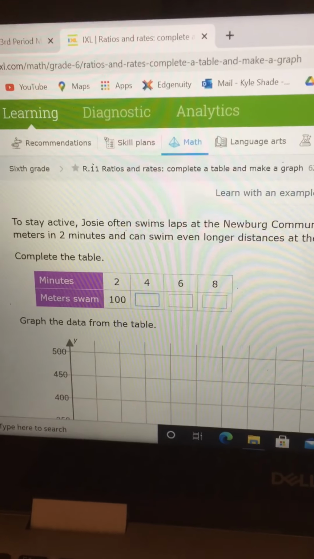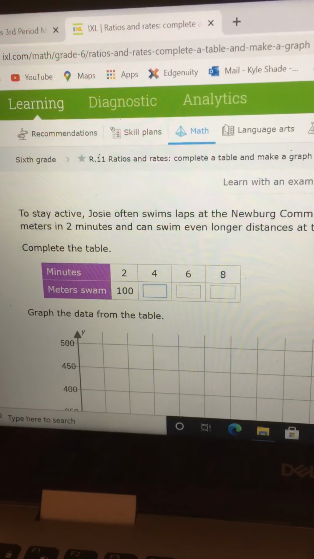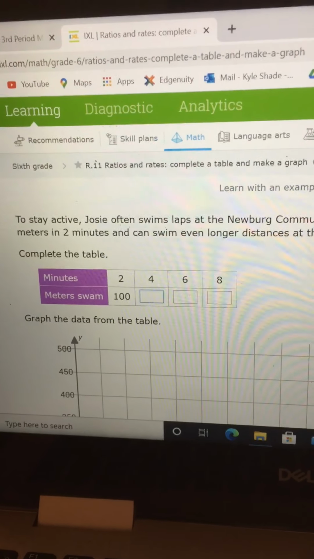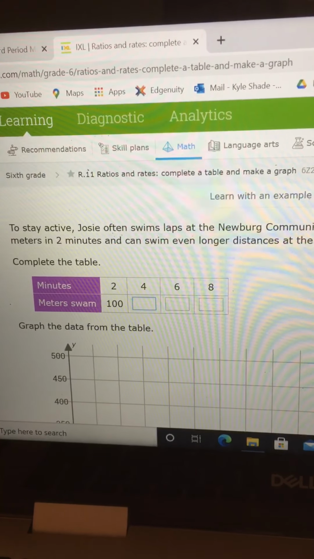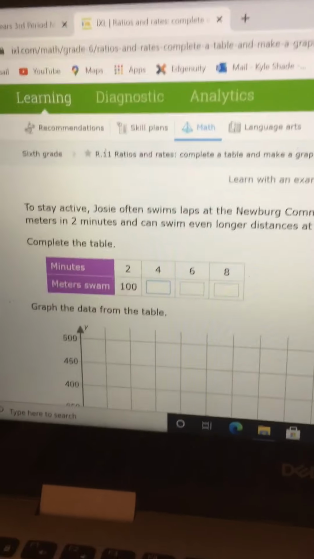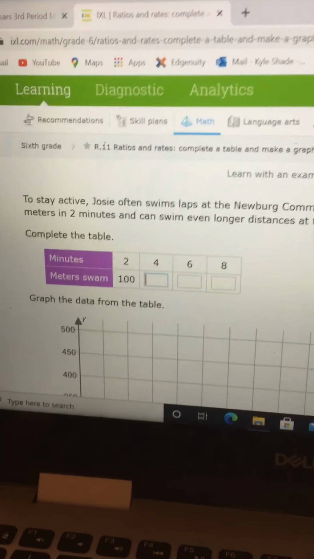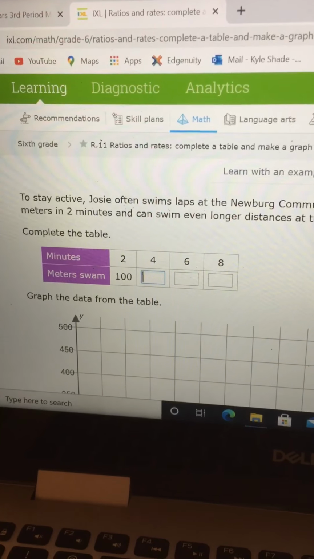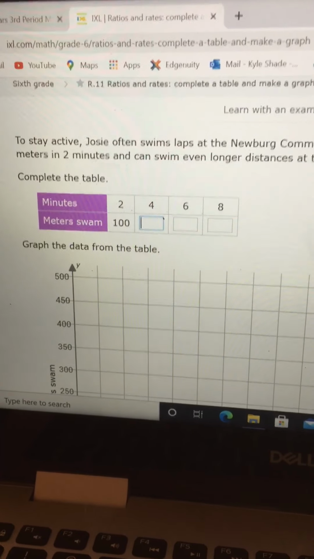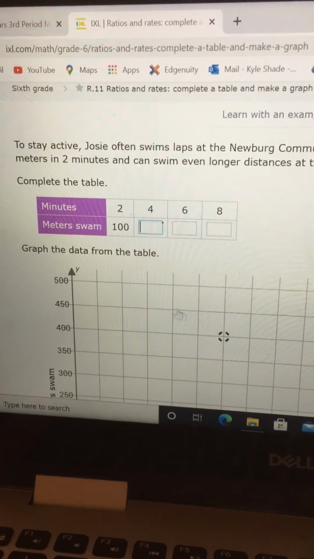So I'm doing this one a little differently. This will be for IXL activity R11. As you can see there, where the ratios and rates, you will complete a table and make a graph. There's a lot of different parts to this, so I thought it would be better if instead of putting this on the whiteboard, that we just kind of looked at this together. So let's start here, and I think this will make more sense to you.